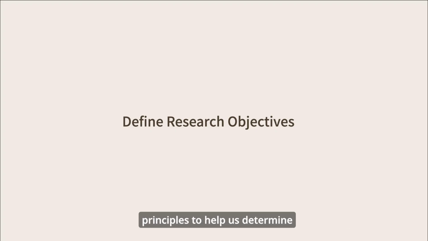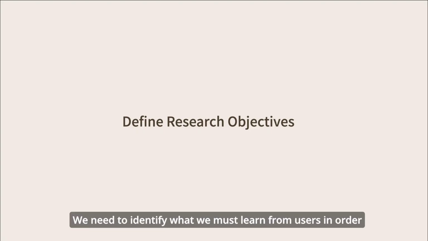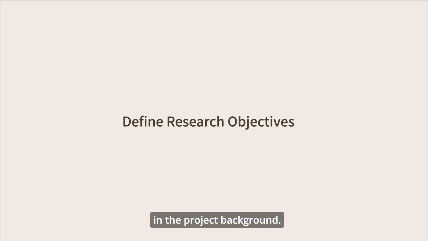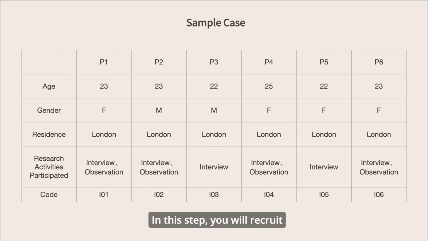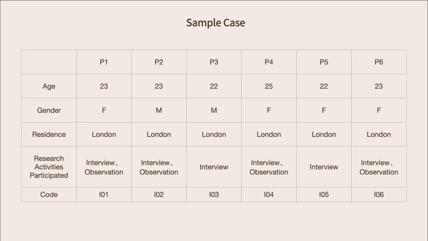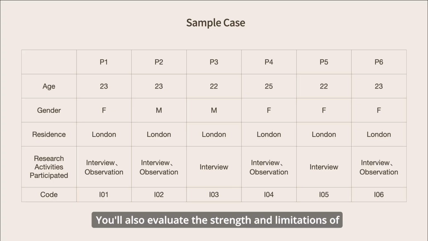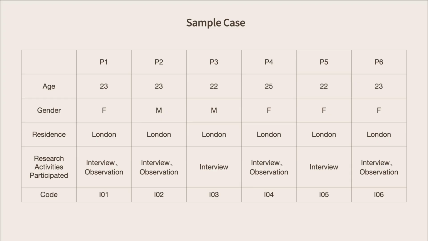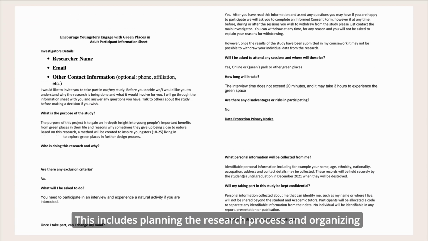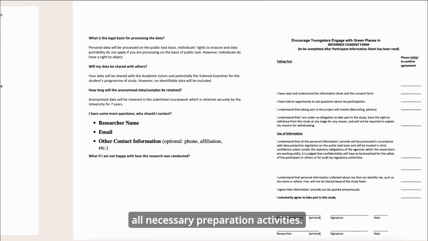Next, we need to establish research objectives. At this stage, we should apply some basic psychological principles to help us determine which questions are critical for design. We need to identify what we must learn from users in order to address the problems outlined in the project background. Then comes research preparation. In this step, you will recruit participants based on your research goals. You'll also evaluate the strengths and limitations of different research methods, and then select and tailor the right approach for your UX research. This includes planning the research process and organizing all necessary preparation activities.